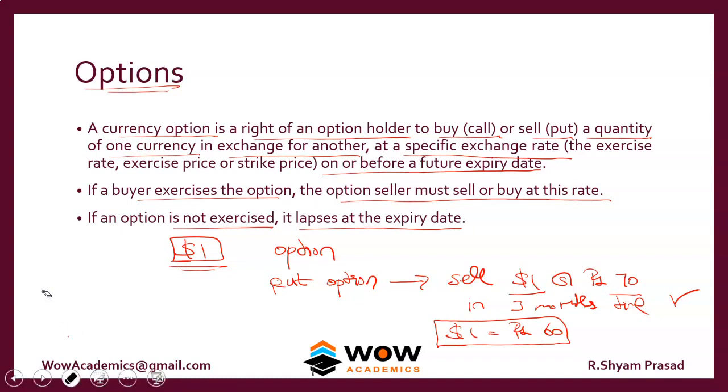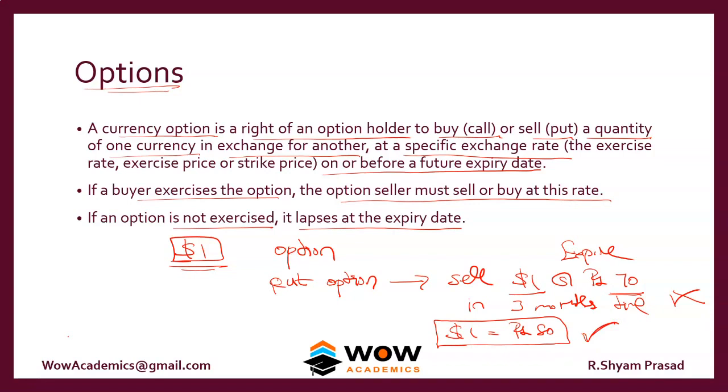But the same case will change if, in the 3 months' time, the spot rate is something like 80 rupees. So again the foreigner has given you $1, but now the spot rate is 80 rupees. Now you have the right to sell the dollar at 70 rupees, or you can sell it in the market at 80 rupees. Which one will you go for? You won't go for the option, you will go for the spot rate. So you will leave the option to just expire. You won't exercise it, it will expire, and you'll use the spot market to sell your $1.